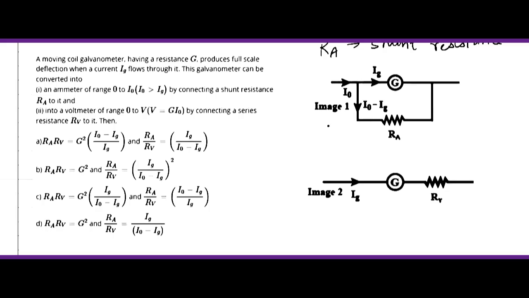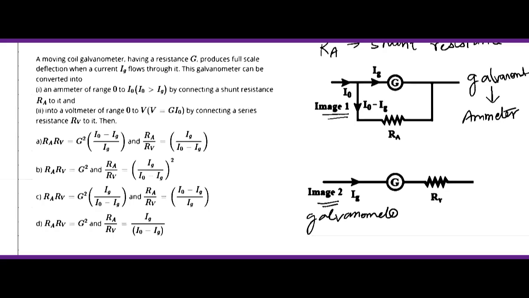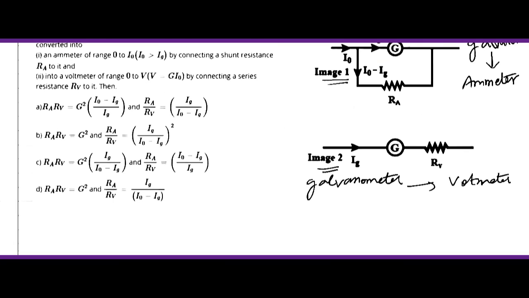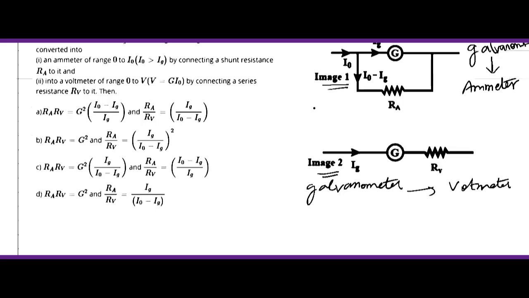You can see the conversion of a galvanometer to an ammeter. So here the galvanometer is converted to an ammeter. That is the first figure, and in the second image the galvanometer is converted into a voltmeter. These are the two diagrams which we need to understand with respect to the conversions.